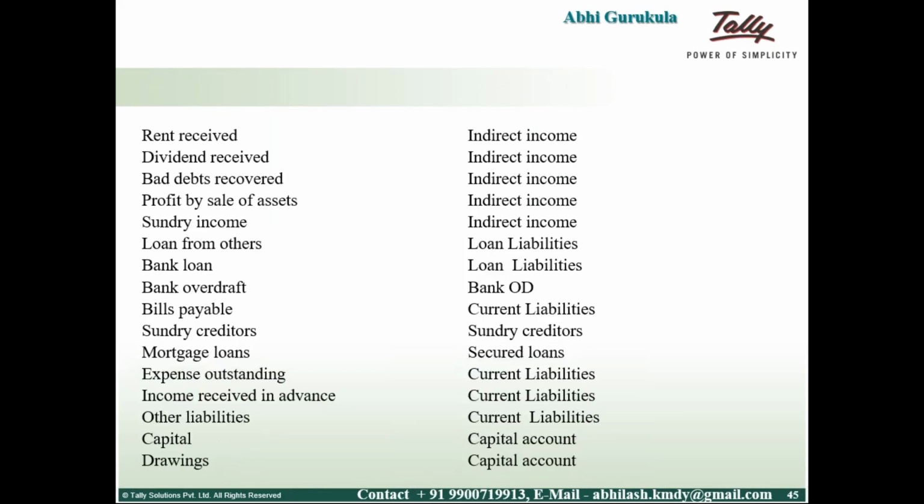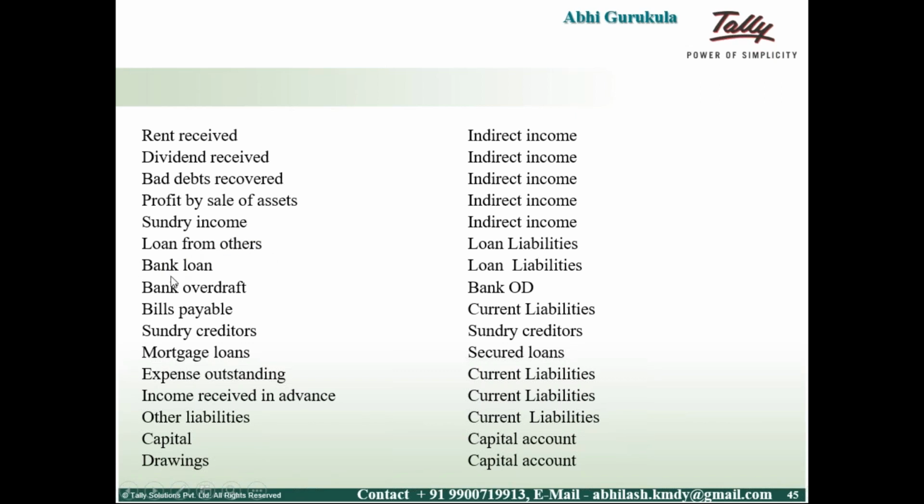Okay, indirect incomes. What are the indirect incomes? Rent received, dividend received, bad debts recovered, profit on sale of assets, and sundry incomes. These are the indirect incomes. And next one is loan from others.